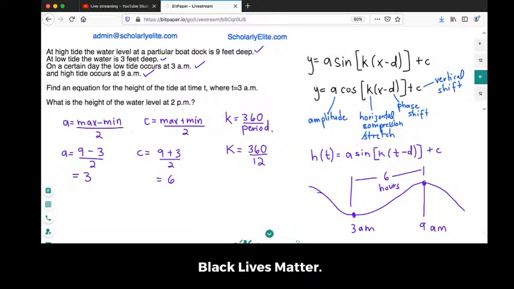Now, let's get that number. So that's going to be 30. So I already have 3 pretty awesome pieces of information here. I've got A, and I've got C and K. So let's plug those in. You know what? Let's just do this. There we go.